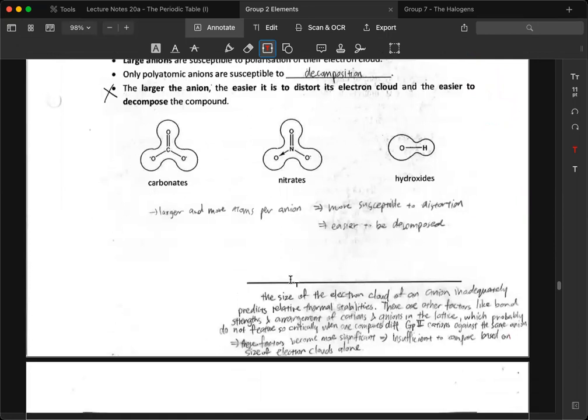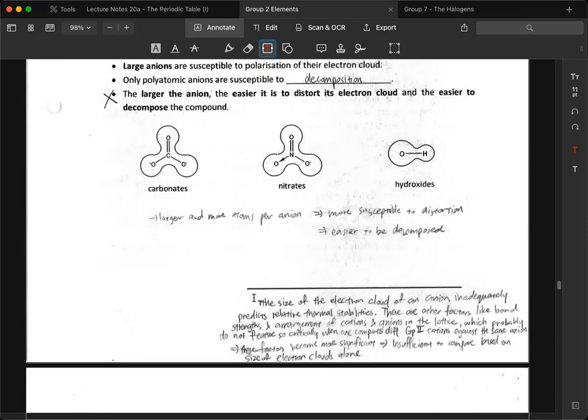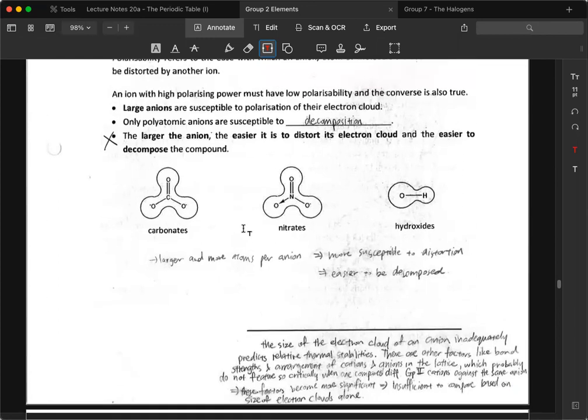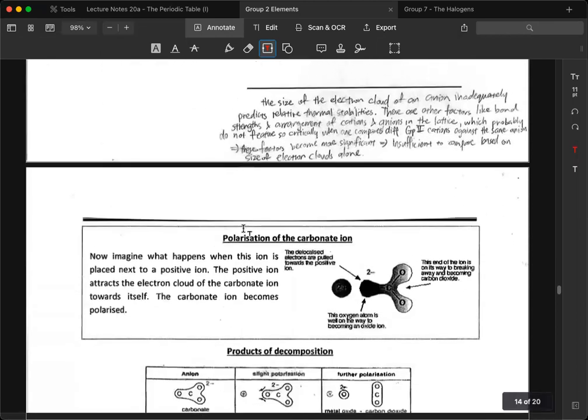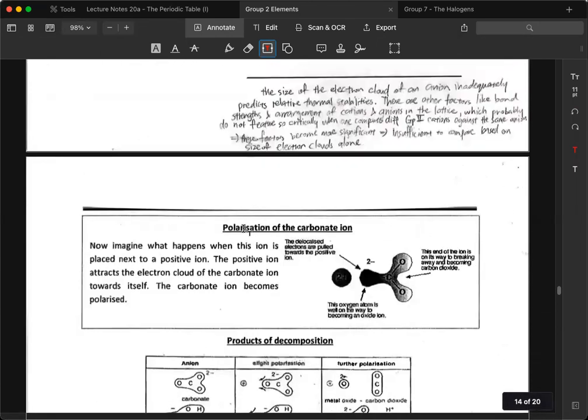The size of the electron cloud of anion inadequately predicts relative thermal stability. Actually, there are other factors you have to look at, like bond strength and arrangement of cations and anions in a lattice, which probably do not feature so critically when one compares different group 2 cations against the same anion. These factors become more significant. So it's insufficient to just go by the electron cloud. It's very superficial actually, but at this level it will be good enough.